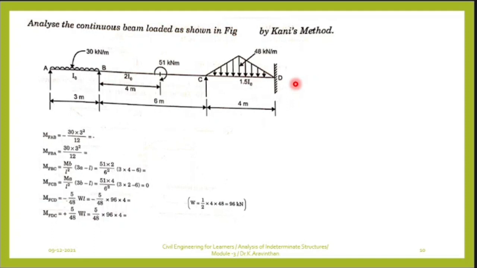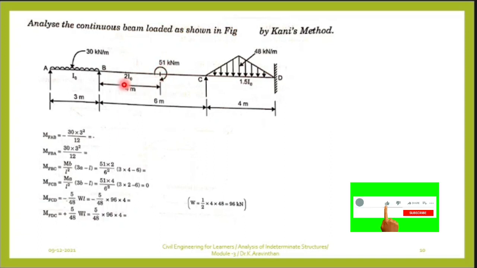So for span A and B, W L square by 8 is the formula to find the fixed end moment, and B to C you have a formula, because the moment is not acting at the center. So you have a total span of 6 meter and a moment is acting apart from the center, that is 51 kilonewton meter, and you have a 2I of moment of inertia.